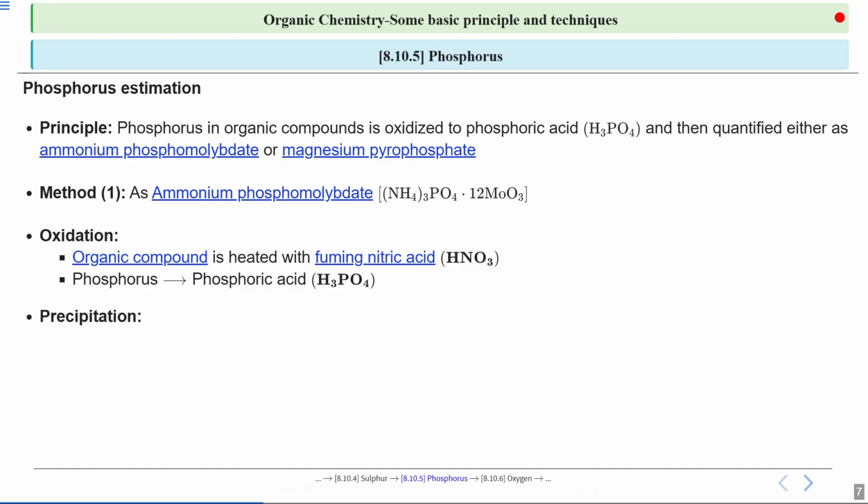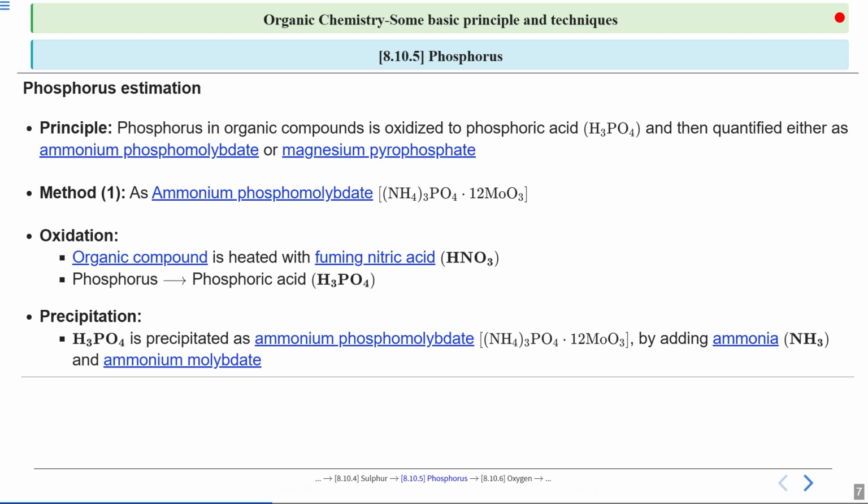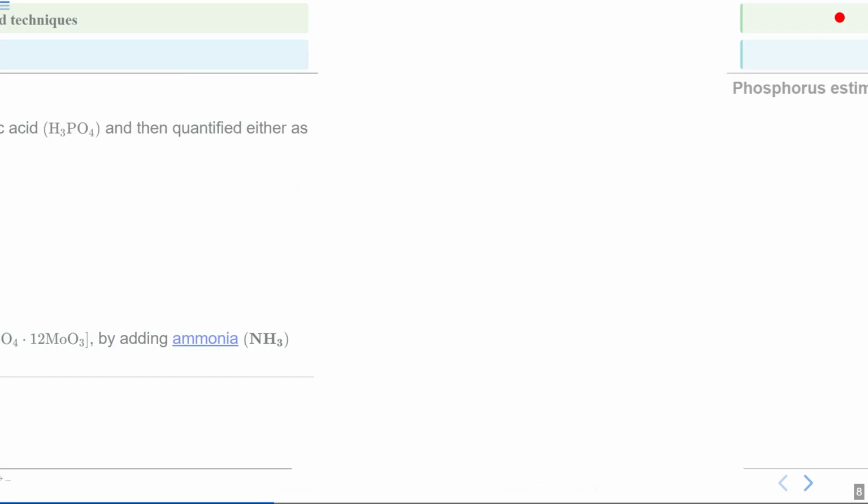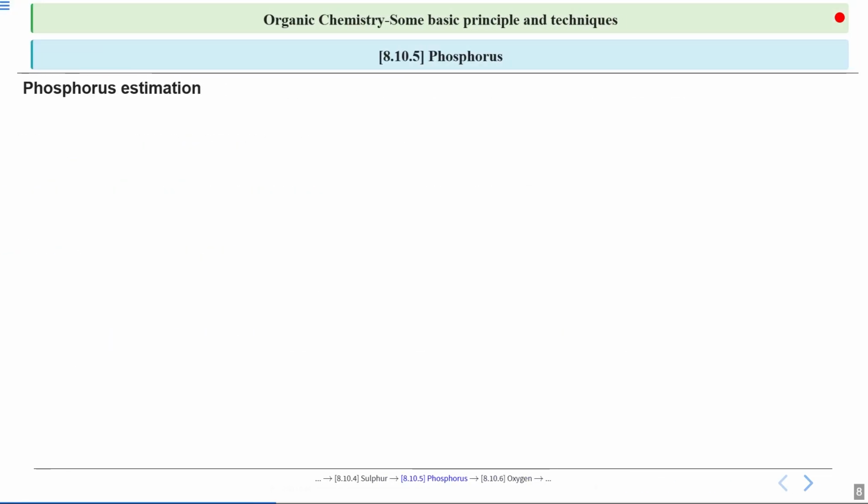Now we move on to the precipitation step. Here the phosphoric acid is precipitated as ammonium phosphomolybdate. This is done by adding ammonia and ammonium molybdate to the solution. So this step helps us in isolating the phosphorus for measurement. So this was method number 1.